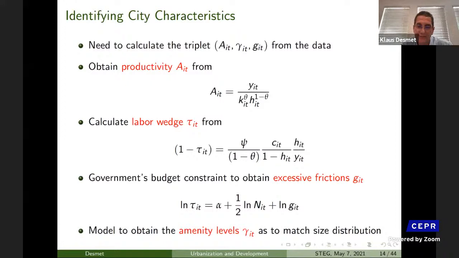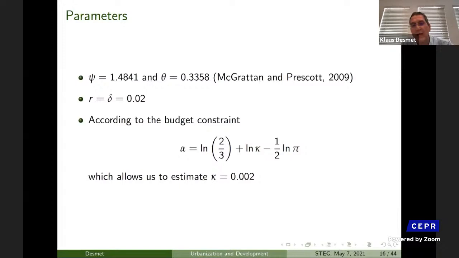And then the amenity levels is kind of a residual, right? So we use the model and then determine the amenity levels gamma_it so that the model generated distribution of people across cities matches the one we see in the data. Okay. And then we also have a way of getting an estimate of kappa, right? Kappa is, if you remember, the cost of commuting per mile or per kilometer traveled. So with all of this, once you have these triplets for all the MSAs and you have parameter values, you can just allocate people across cities and then you can start doing some exercises.